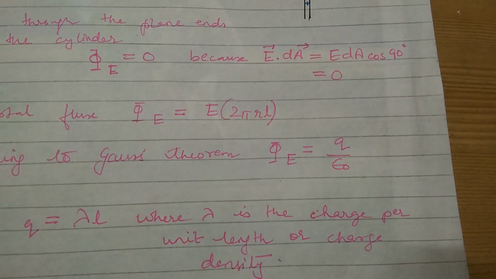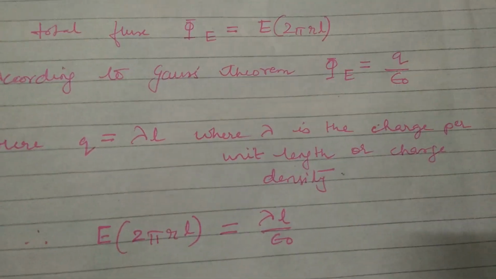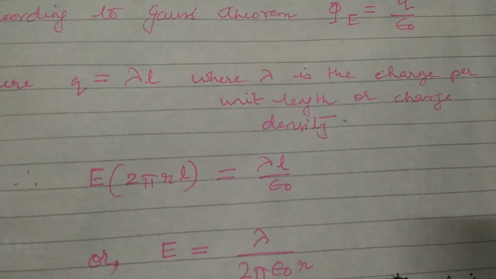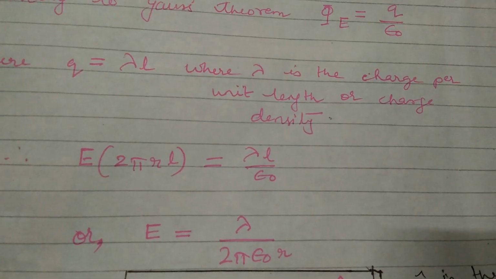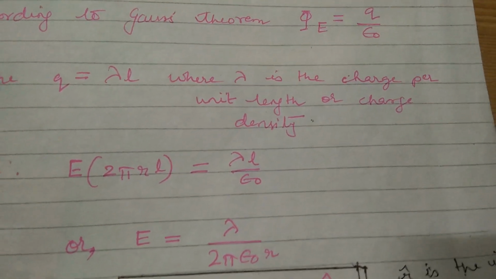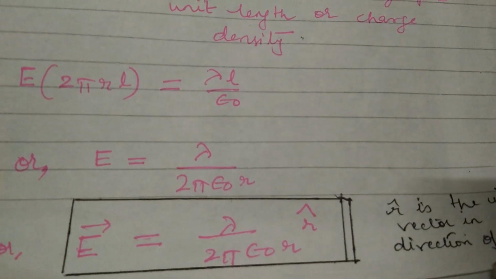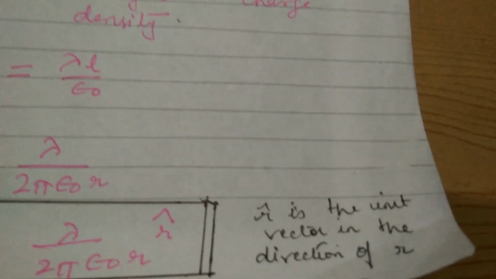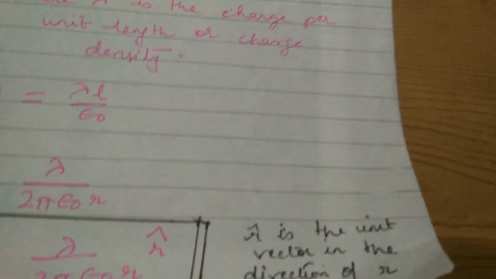And the previous expression is E 2 pi RL. So equate. L gets cancelled. So what is the expression for the field? E is equal to lambda, the charge density, divided by 2 pi epsilon naught R. If you want to write it in vector form, multiply by r hat. So what is r hat? r hat is the unit vector in the direction of the radius R.